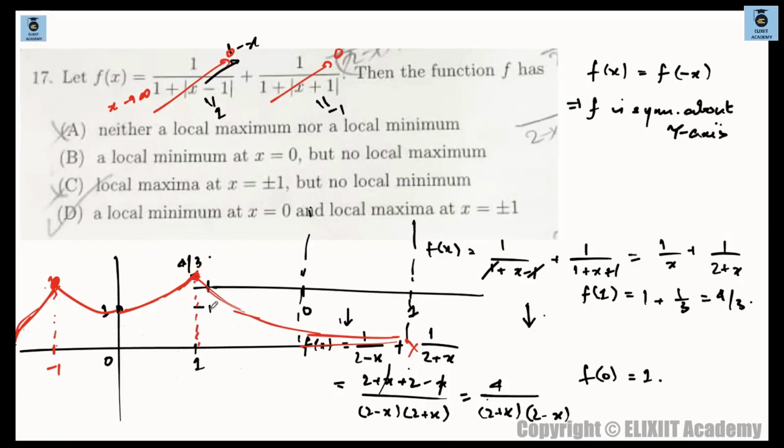So clearly, we can see one thing from here. There exists one local maxima here, and then one more local maxima. So two local maximas are there at ±1, and there is one local minima at x equal to 0 from this graph itself. So option D is correct.